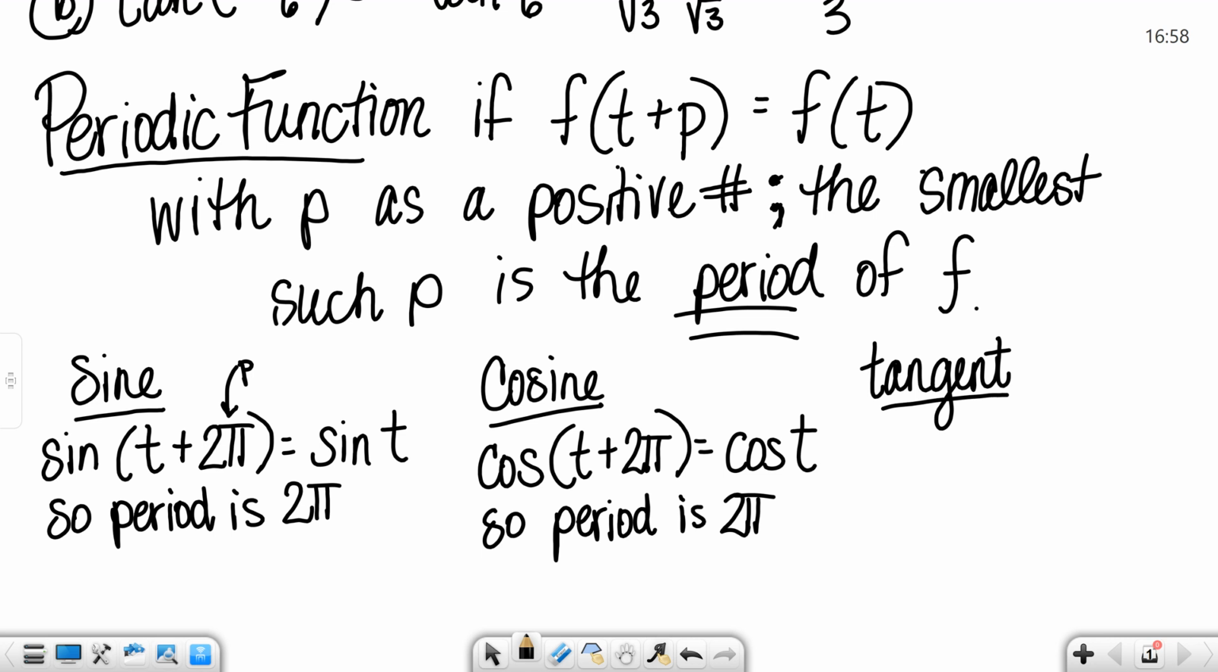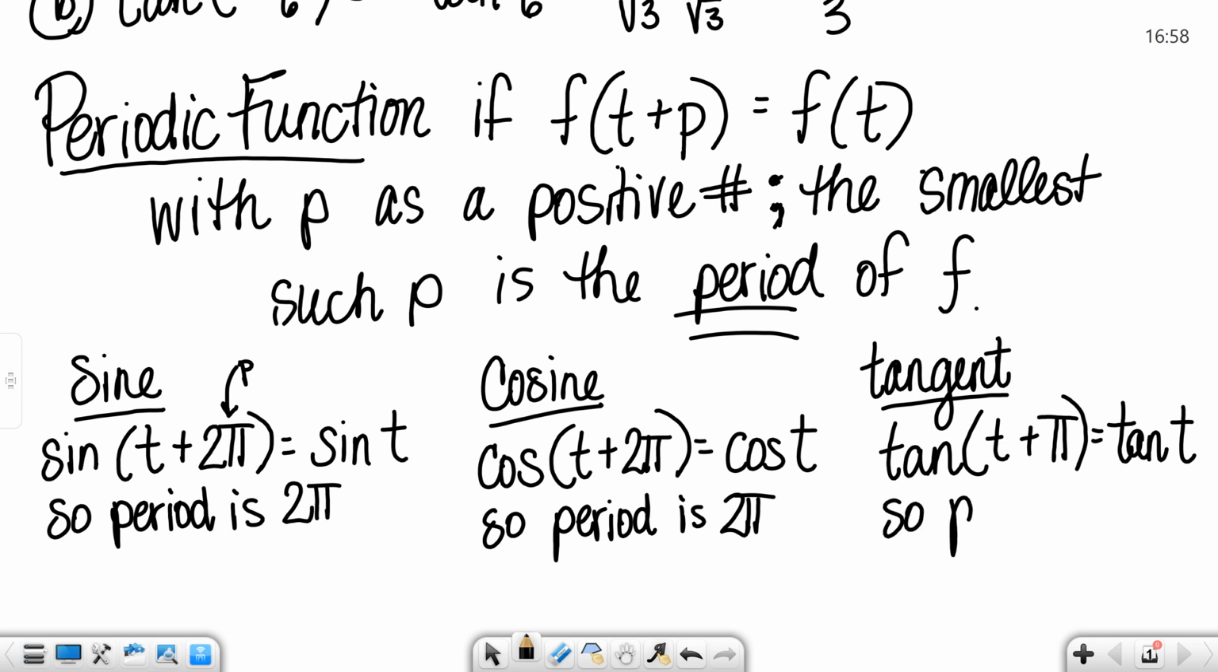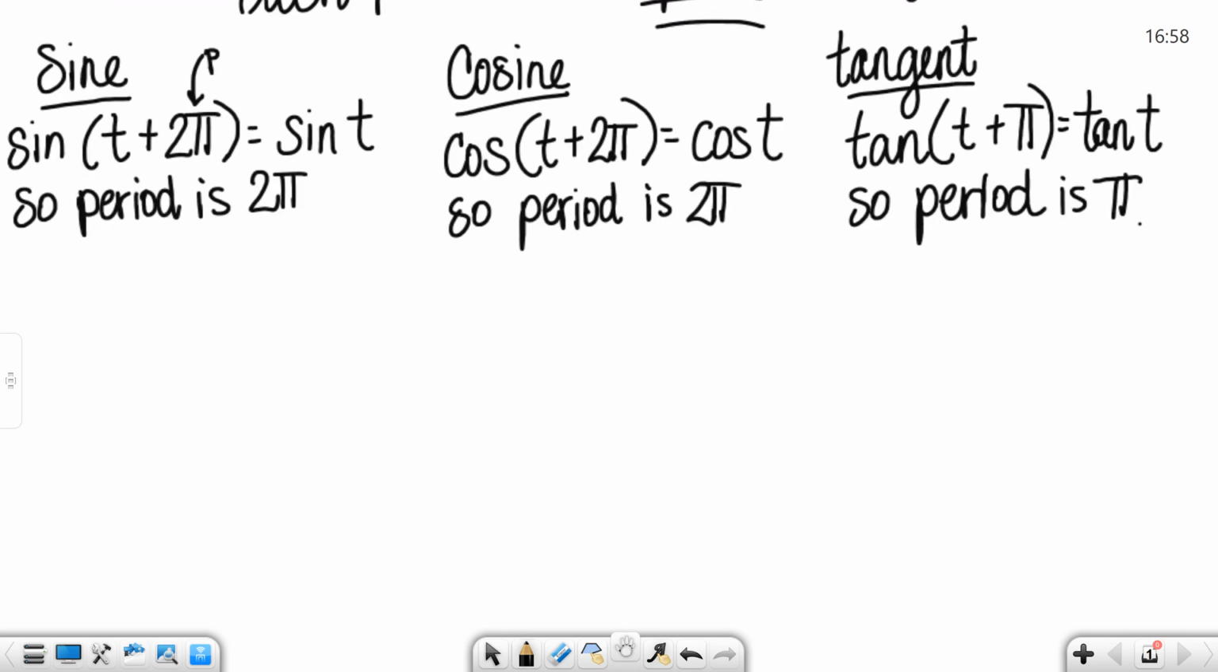All right, tangent is different. Tangent, when we add pi, we end up repeating ourselves. So for tangent, the period is pi. And so the reciprocals would go along with them, right? So let me show you how we would apply that information.